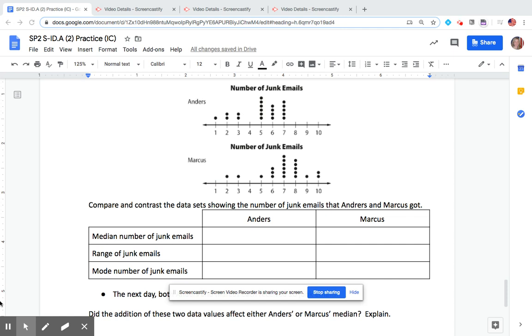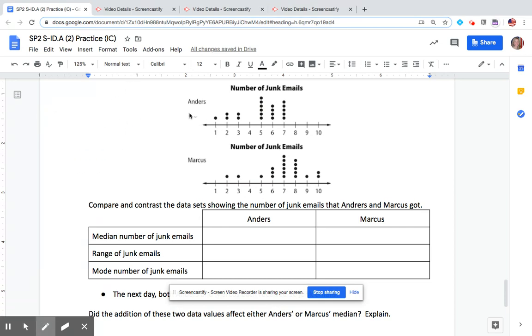In this video, we will compare and contrast two data sets, both shown as dot plots. We have two people, Anders and Marcus, and I guess they're keeping track of the number of junk emails they're getting every day. And they're putting dots to represent the number of junk emails.